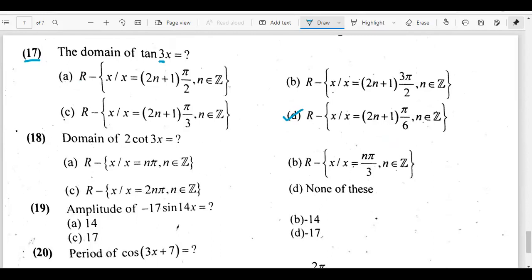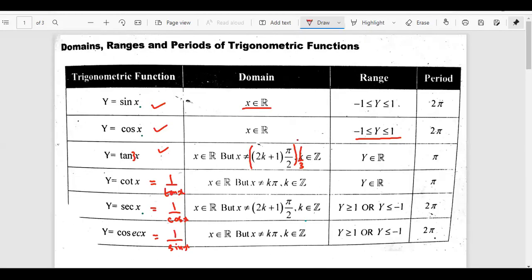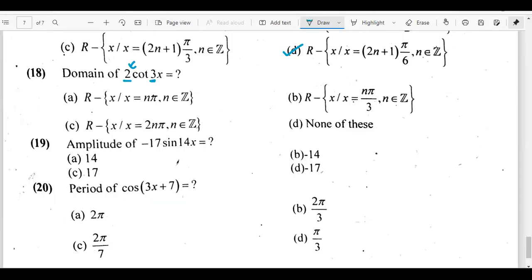Now we just have some more questions left, and we'll end the class once we're done with these. Then we have the 18th question. It says, the domain of 2 cot 3x. I don't care about this number, it has nothing to do with the domain. This number is going to affect the domain. What exactly is the domain? This is the domain initially. And now it would become what? We would divide by 3. Very good. Option B. Very well done. Perfect. Excellent. Now let's talk about the 19th question.